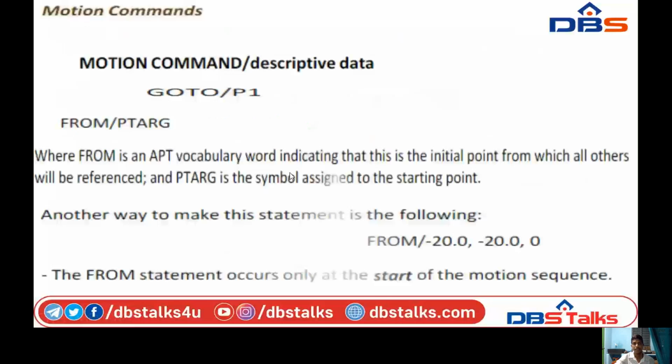Motion commands. Previously we discussed that motion commands are used to specify the movement of the toolpath. Next, the motion commands are go to and ptarg. Those are used to indicate the symbol assigned to the starting point. Another way to make this statement is the following: from minus 20.0 in x direction, minus 20.0 in y direction, z direction is 0.